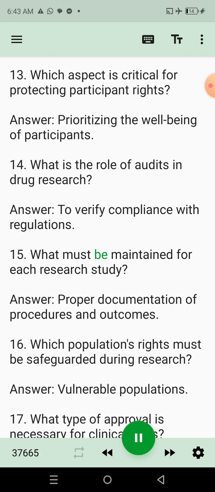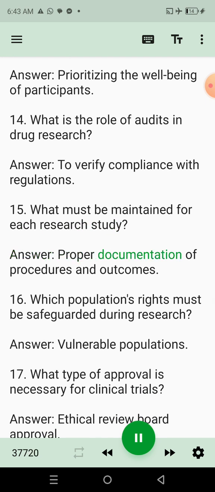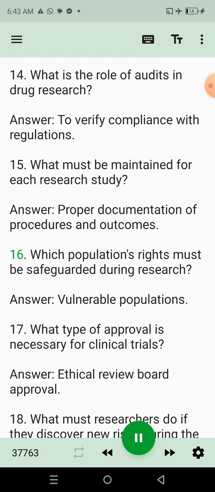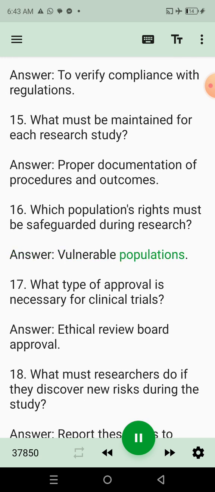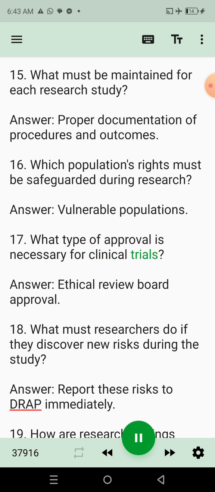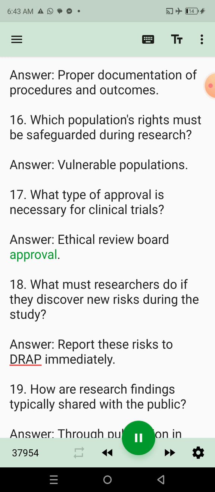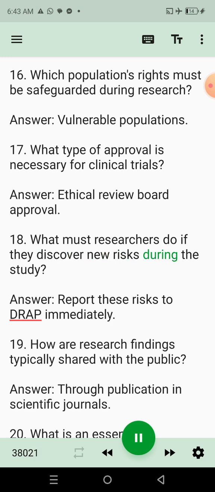15. What must be maintained for each research study? Answer. Proper documentation of procedures and outcomes. 16. Which population's rights must be safeguarded during research? Answer. Vulnerable populations. 17. What type of approval is necessary for clinical trials? Answer. Ethical Review Board approval. 18. What must researchers do if they discover new risks during the study?